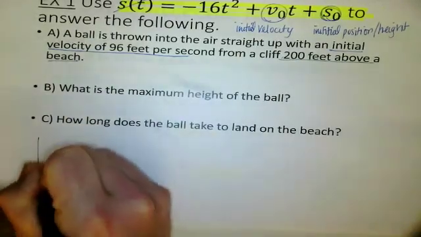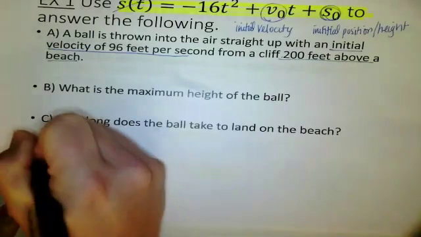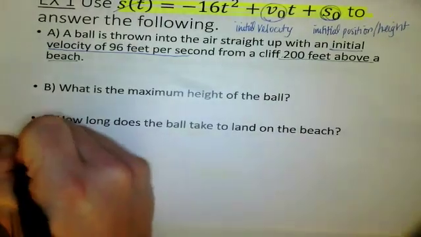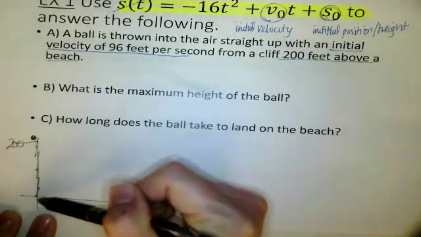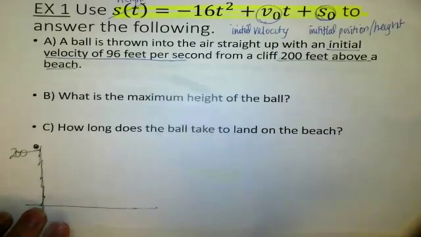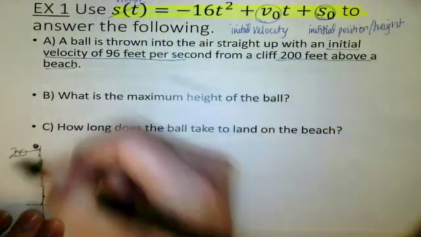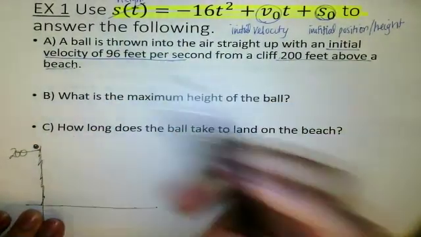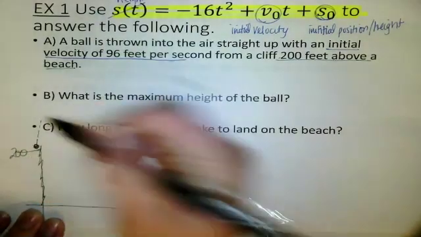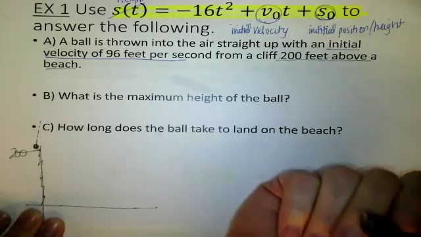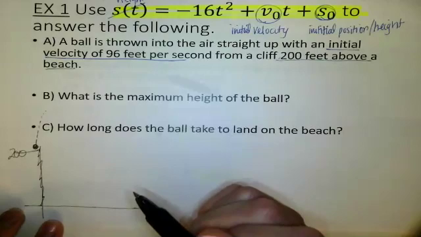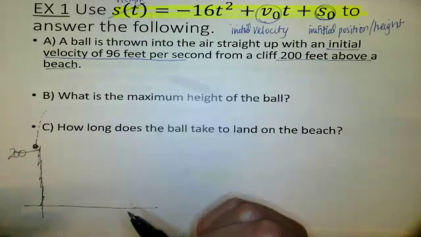This is my cliff. And we've got a ball right there that is now 200 feet above the ground, or the beach in this case. And it's being launched into the air, straight up, really. It's going to go straight up and come down. Being launched straight up at 96 feet per second. And then what's going to happen? Is that ball going to go up forever? No. What does it do? It falls down to the ground.